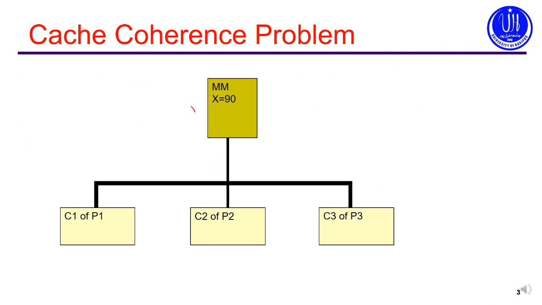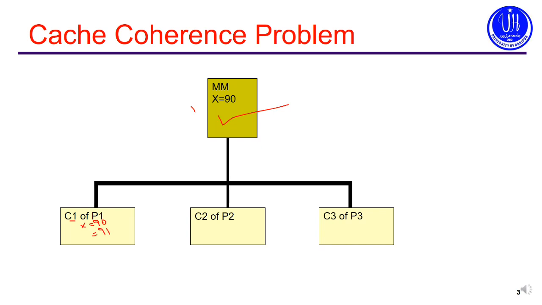Okay, before talking about the next write policies, let's talk about the cache coherence problem again. Suppose this is a main memory and a value x is equal to 90. This value has been accessed by processor 1. A copy is sent to cache C1, x is equal to 90. Suppose an increment operator updated it to 91.